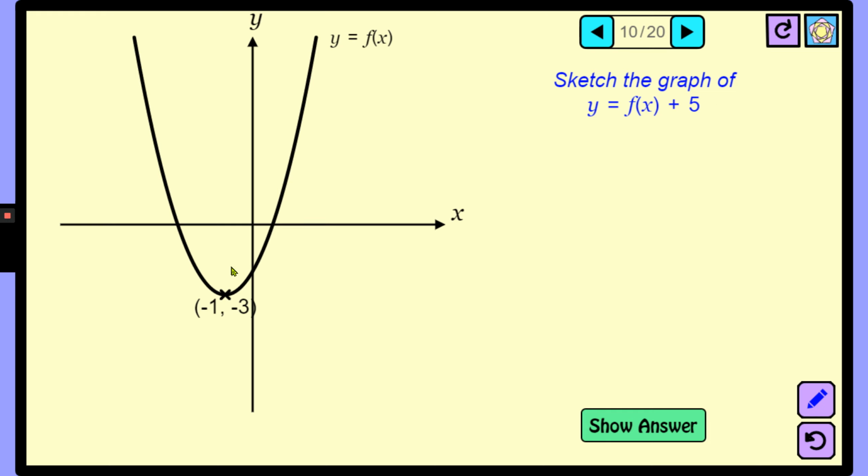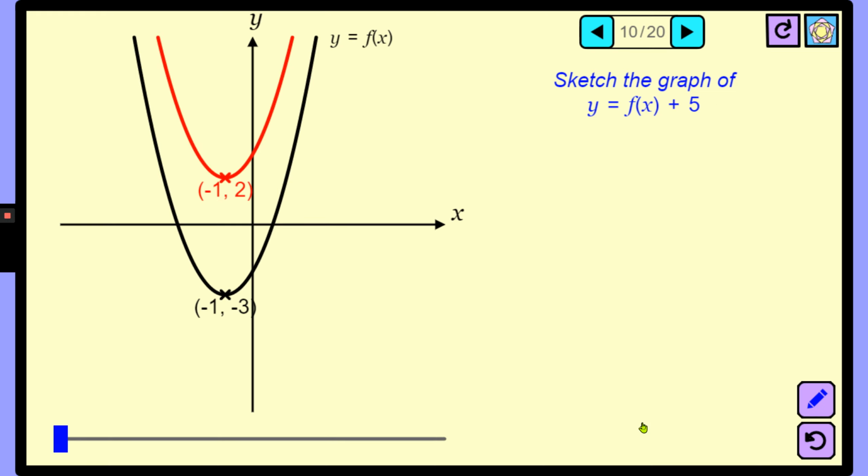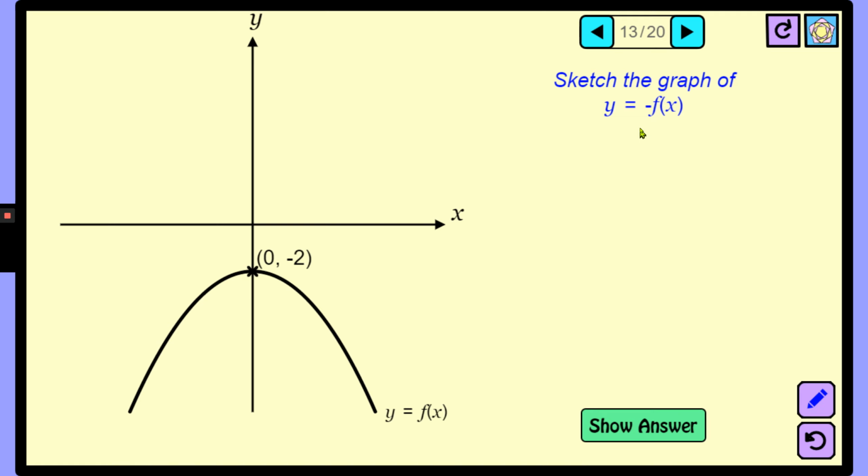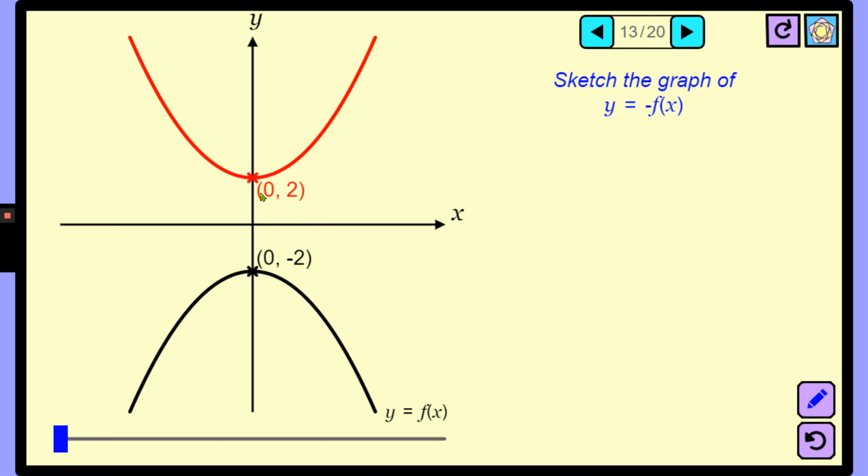Okay, +5. So you're moving up by 5. So it's going to be -1, 2. And then let's try this one here. Negative f of x, pause here. Okay, so this time you are reflecting on the x-axis because all the y values have changed sign. So the y values down here go up there, which is a reflection on the x-axis. So your reflection will have a minimum point of 0, 2. That was the maximum point of the original f of x.